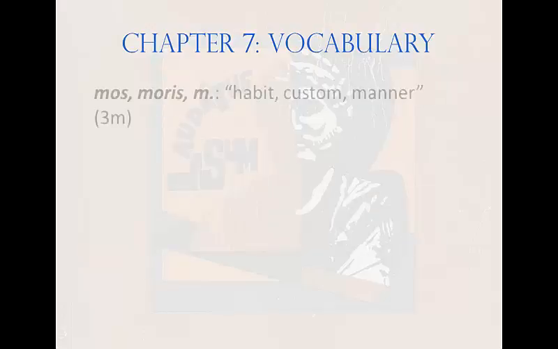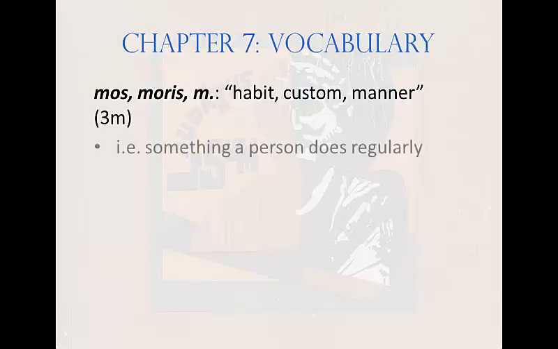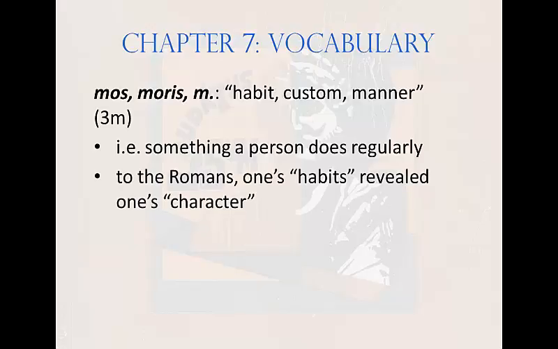Another word that gives insight into the nature of Roman psychology is mos, moris, masculine, meaning habit, custom, or manner. It's a third-declension masculine noun. What a mos is at heart is something that a person does regularly. In other words, a habit. To a Roman, if you added up a person's habits, you got his character.